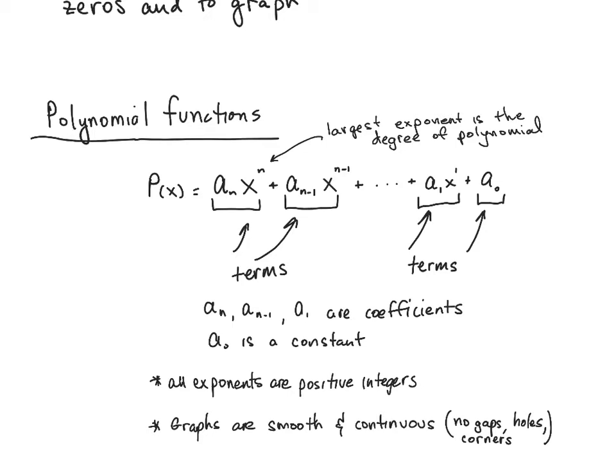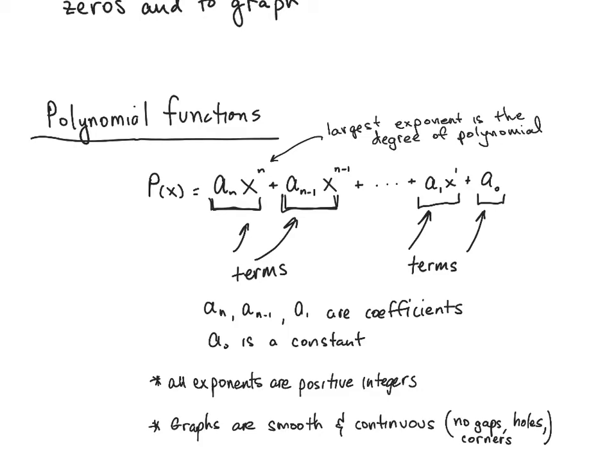And I've tried to explain what some of these things are. So we have a term here, we have a term here. Those are all terms. A term is comprised of a coefficient and the variable to the exponent. So a term is comprised of the coefficient with the variable raised to an exponent.